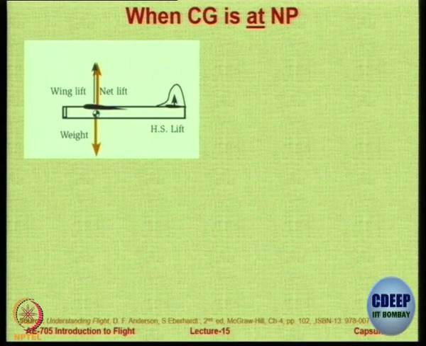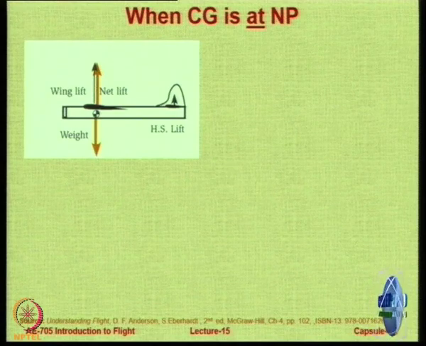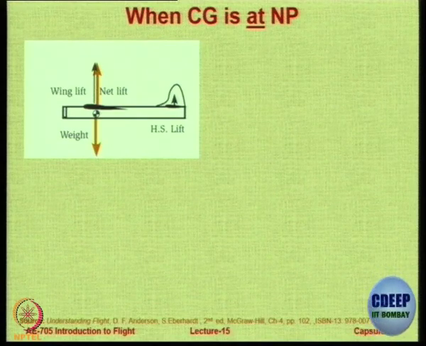and the tail has to have upload to cancel that, because I am saying that the aircraft is flying in a steady level flight even in this condition. So, when the CG is at NP and the aircraft is still in a stable flight, now the position of aerodynamic center does not depend upon angle of attack, okay. So, it remains the same place.